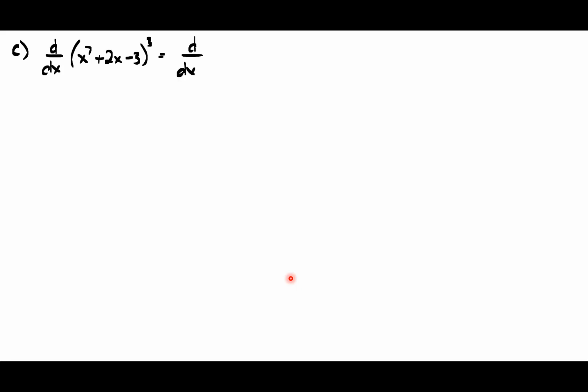So x to the 7th plus 2x minus 3. And we have to think about the fact that we have a formula that is talking about 3 things being multiplied together. So in this case, what we want to do here is write all 3 of them out. And there's my triplet of factors.